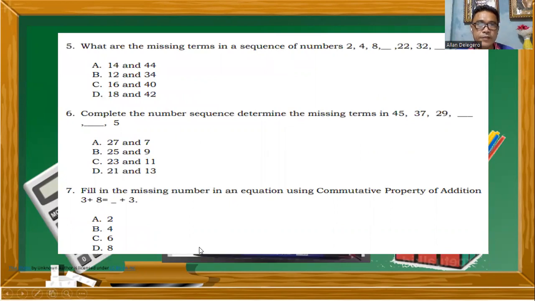5. What are the missing terms in a sequence of numbers 2, 4, 8, blank, 22, 32, blank, 58? A, 14 and 44. B, 12 and 34. C, 16 and 40. D, 18 and 42.